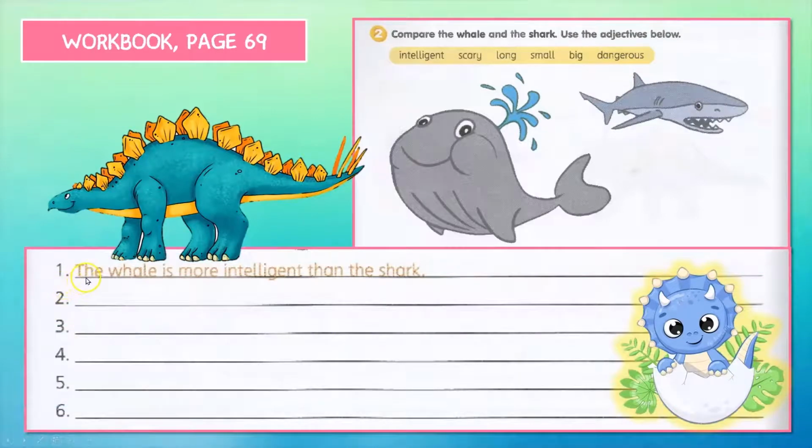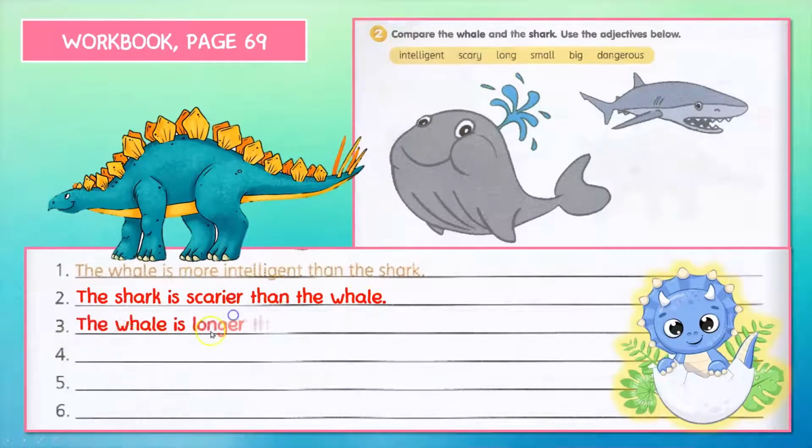Number 1 is given to you. The whale is more intelligent than the shark. Number 2, for the word scary. The shark is scarier than the whale. Number 3, for the word long. The whale is longer than the shark.